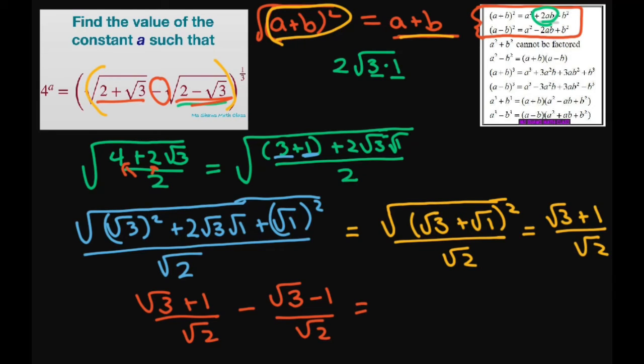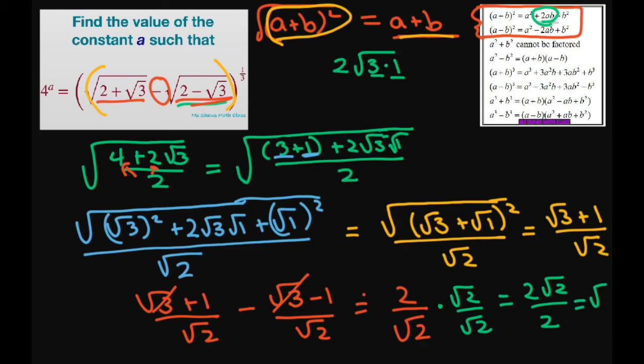Now when you simplify this, we're going to get 3 minus square root of 3, that's going to cancel out. 1 minus the negative 1 is 2. So you get 2 divided by square root of 2. If you rationalize the denominator, you get 2 square root of 2 divided by 2, which equals square root of 2. So basically, this whole thing here equals square root of 2.